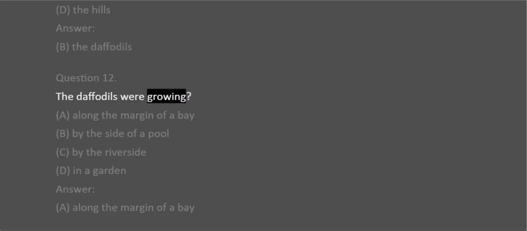The daffodils were growing A. Along the margin of a bay. B. By the side of a pool. C. By the riverside. D. In a garden. Answer. A. Along the margin of a bay.